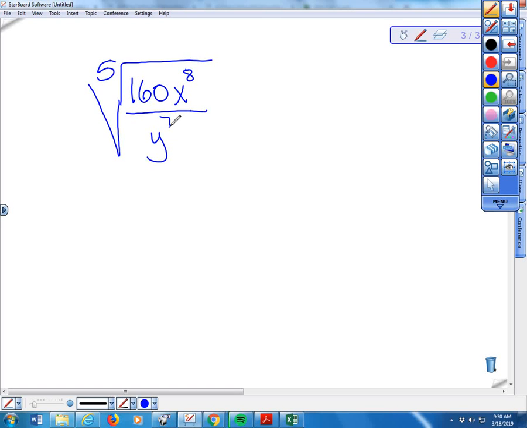2 times 2 is 4, times 2 is 8, times 2 is 16, times 2 is 32. Does 32 go into 160? Yes. How many times? Use your calculator on this one. 5. So that equals... rewrite it knowing what you know now.